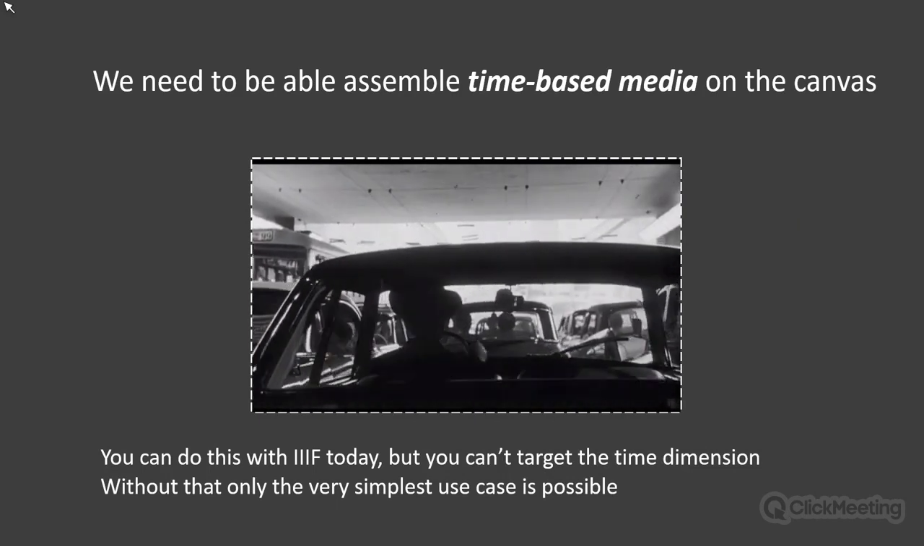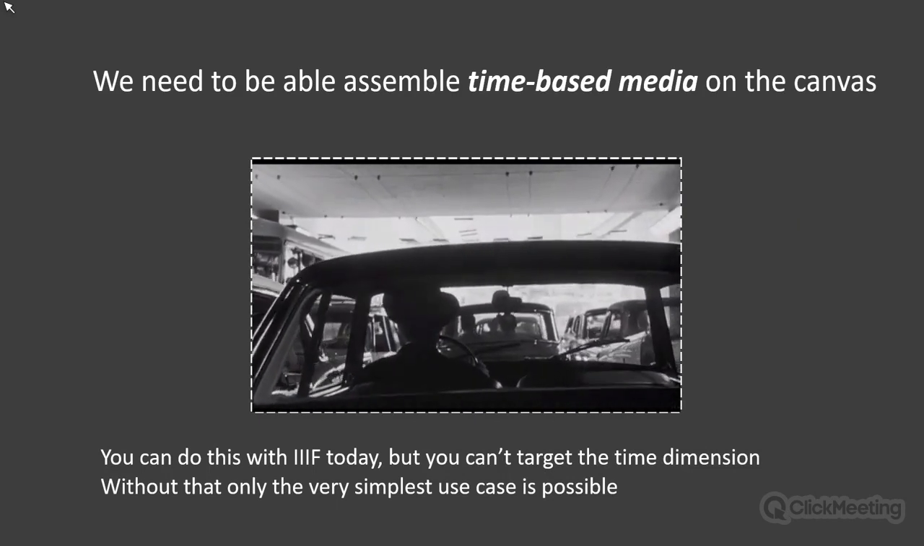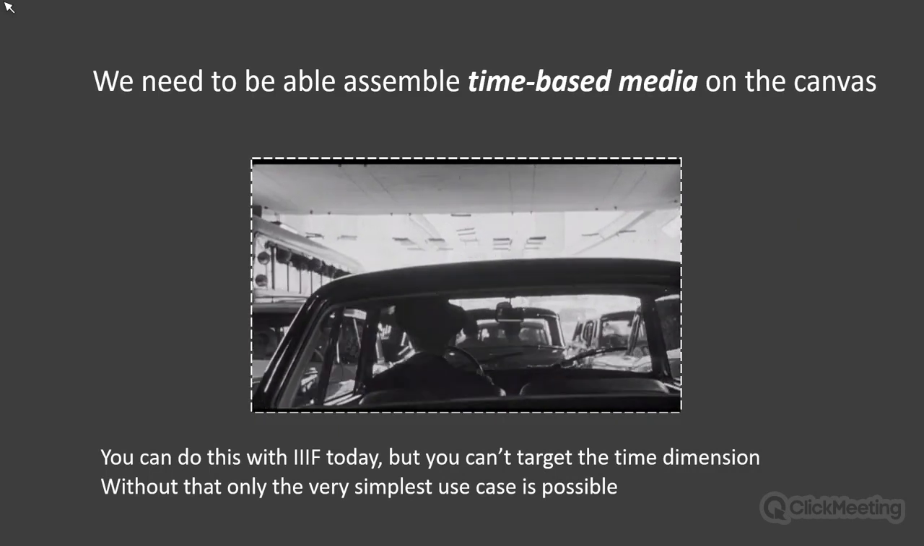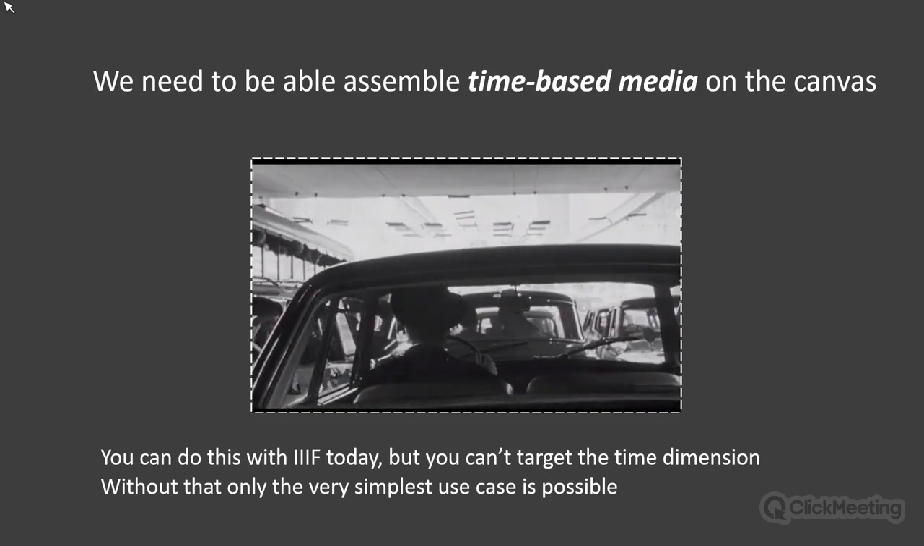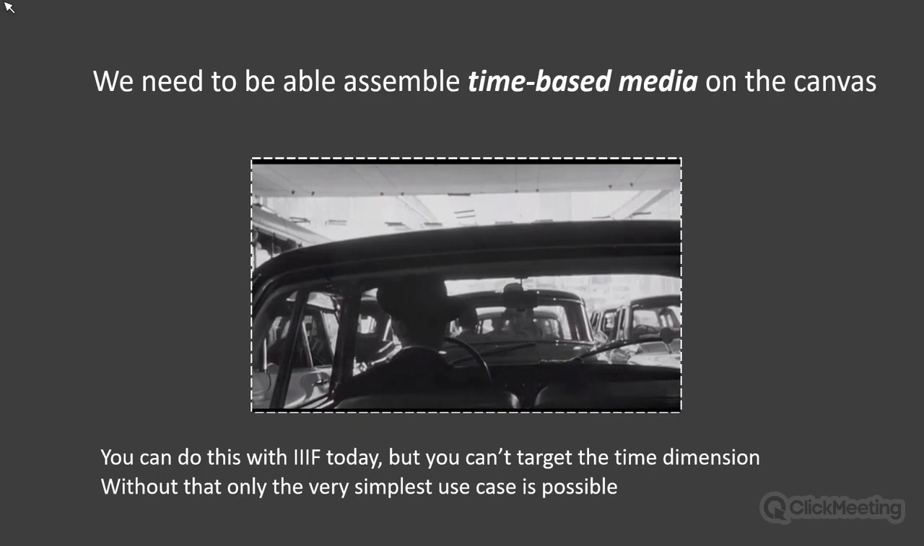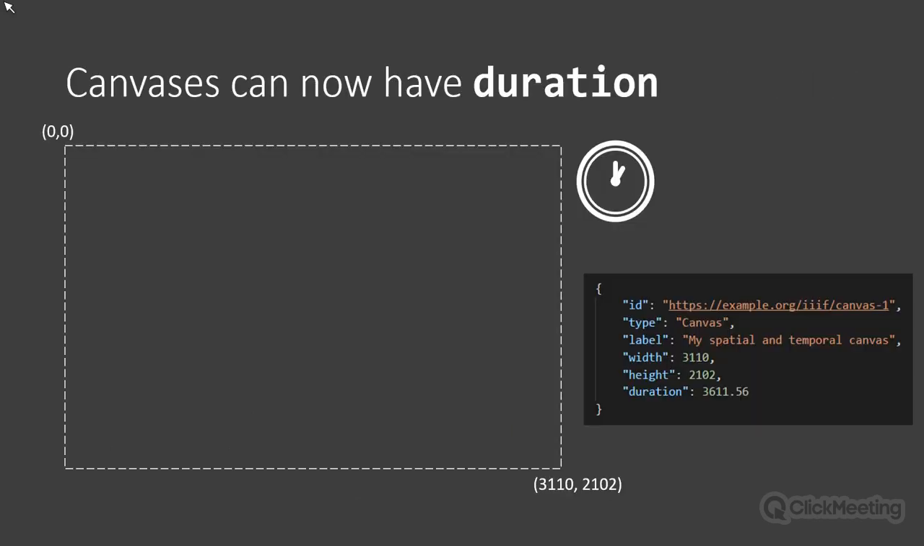We can say that this film is a part of the content of this canvas as well, but we can't say it occupies a particular time segment of that canvas because this canvas just has time. So the simple answer to this, and the simple answer is a good answer, is to add the time dimension to the canvas so that as well as a width and a height, a canvas can also have a duration.